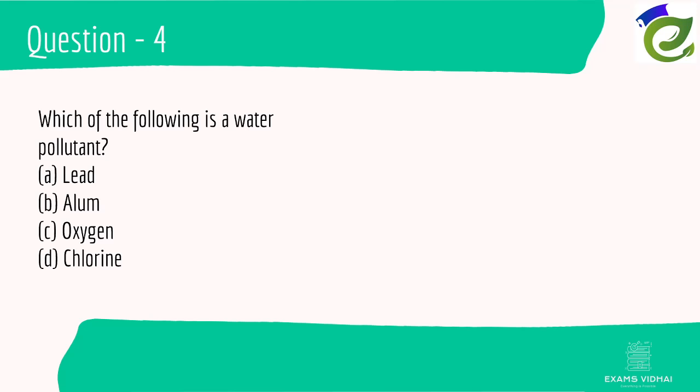The correct answer to this is lead. Here we have known that lead, chromium and arsenic are the chemical pollutants from industries which lead to water pollution. So lead is one of them, and lead is the correct answer amongst these options.